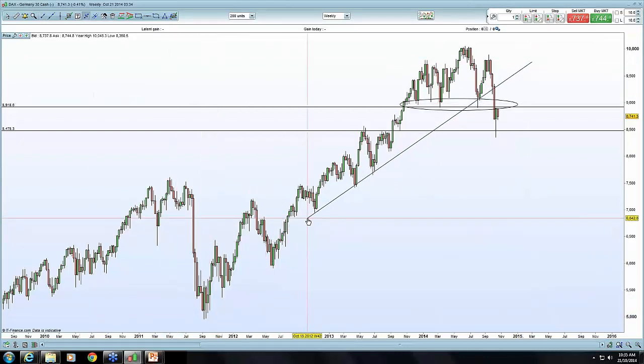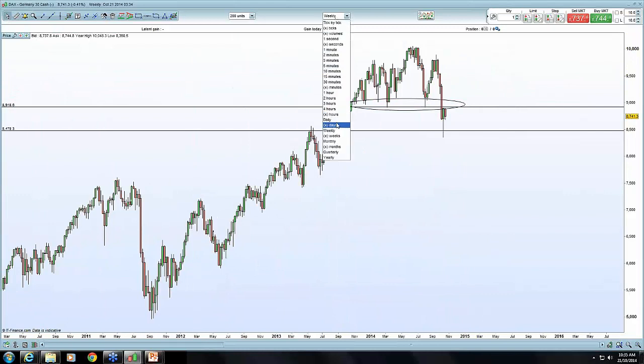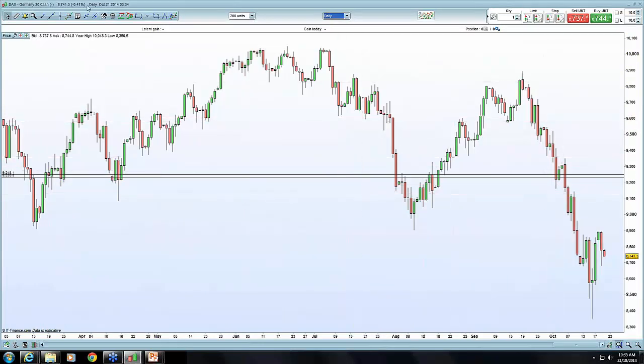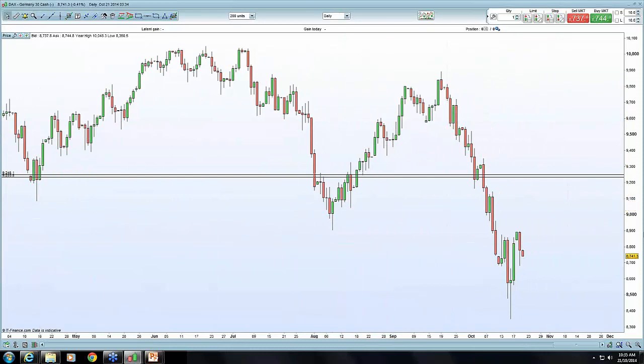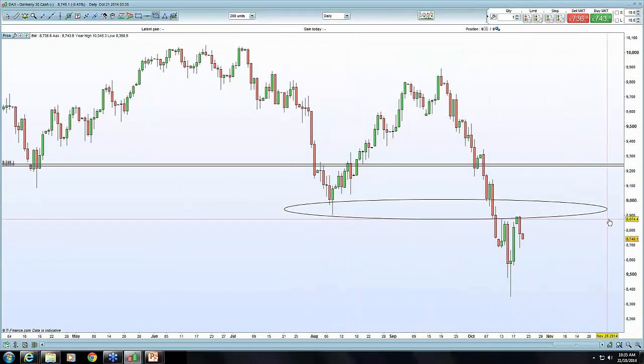Okay, I'm going to just delete the trend line. It doesn't really matter, because we know that this is a key level. Now, the outlook for the DAX is this. Let me just zoom in a bit to a daily chart. We know that the key level is close to the 9,000, somewhere here. This whole level is a key resistance level.